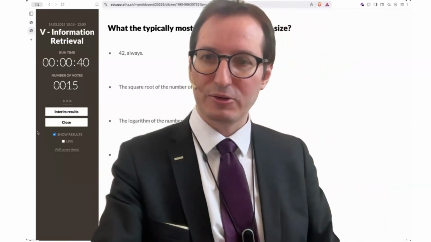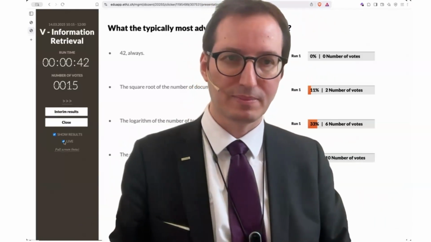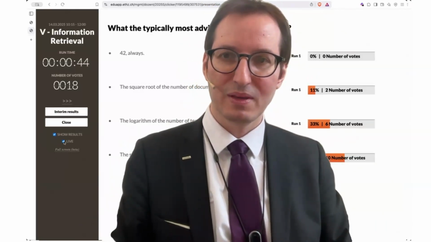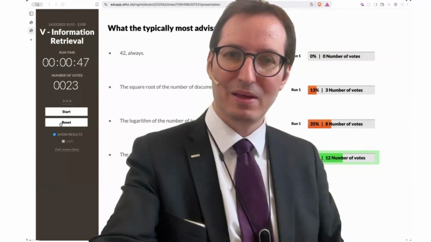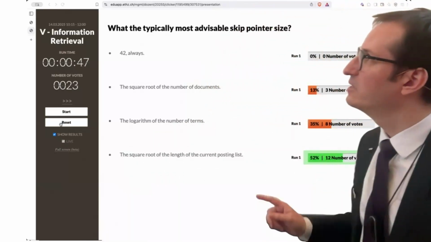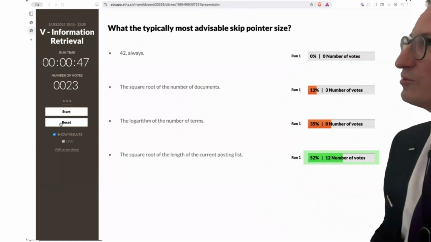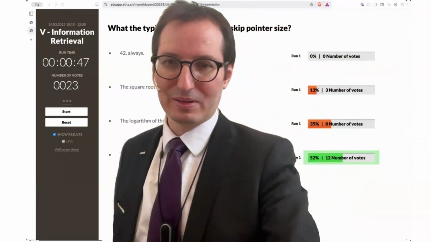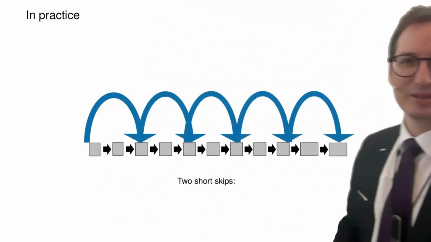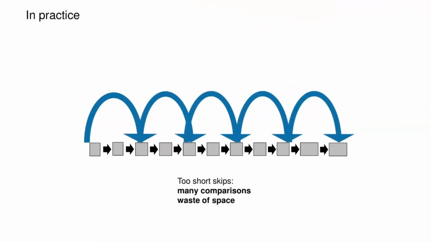Let me look at your answers. It seems that we have a majority. And the majority is indeed the square root of the length of the current posting list. So that is indeed correct. And it means that it's a compromise that we make between two extremes.